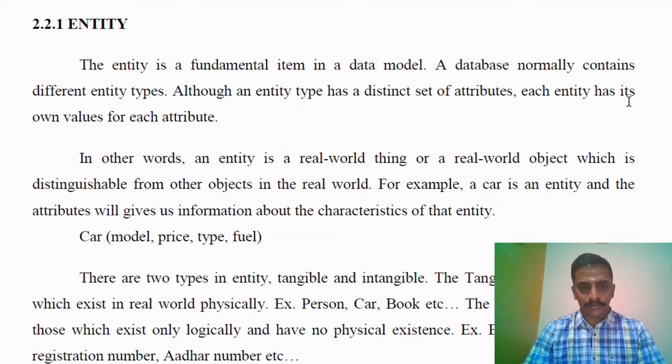There are two types of entities, one is tangible and another one is intangible. The tangible entities are those which exist in the real world physically. For example, the person, the car, the book are tangible entities. The intangible entities are those which exist only logically and have no physical existence. For example, the bank account number, registration number, Aadhaar number, and so on.